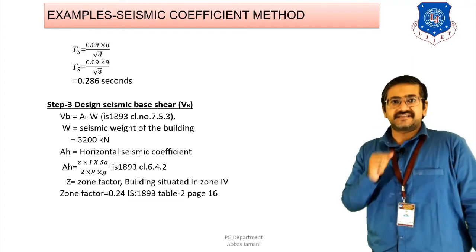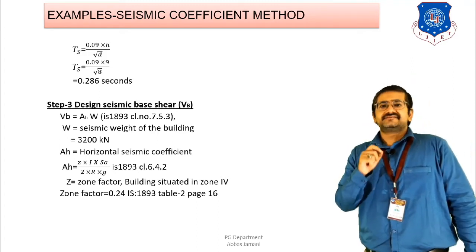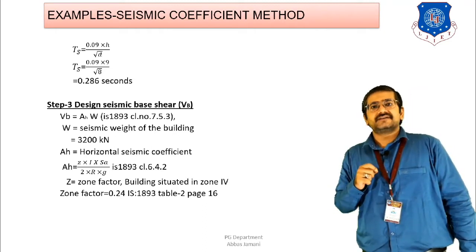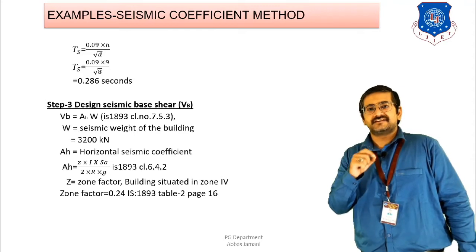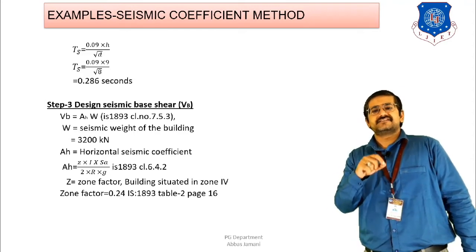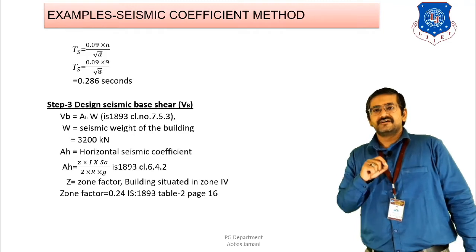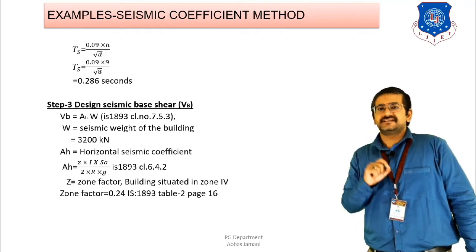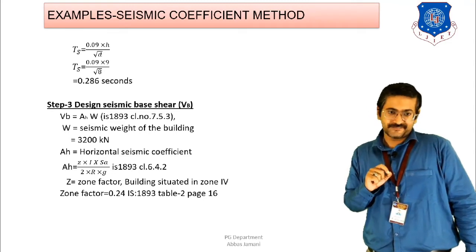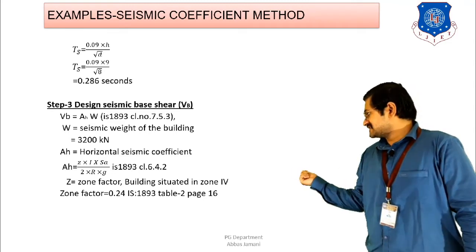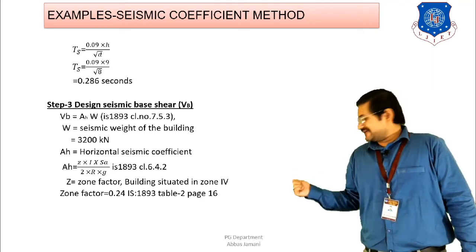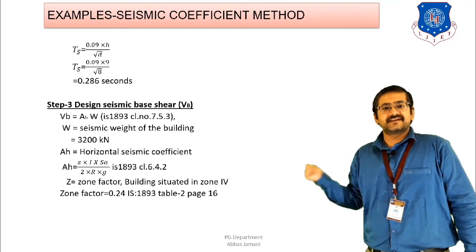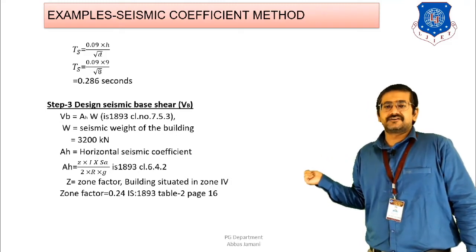Now coming to the third step, that is the design base shear, the value of VB. For the calculation of base shear, we have seen the formula based on the seismic coefficient method: VB is equal to AH into W, where AH is the horizontal acceleration coefficient and W is the total seismic weight of the structure, right? So W is the total seismic weight that we have calculated, which is 3200 kilonewton.